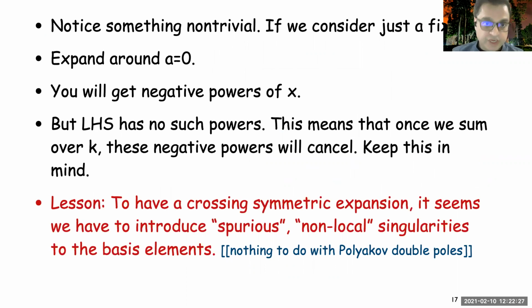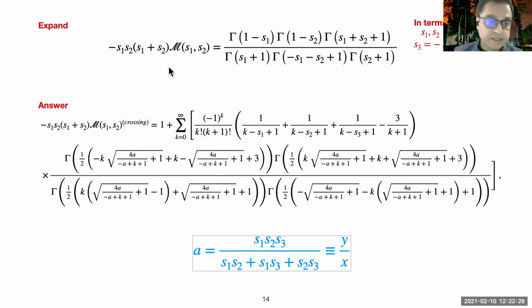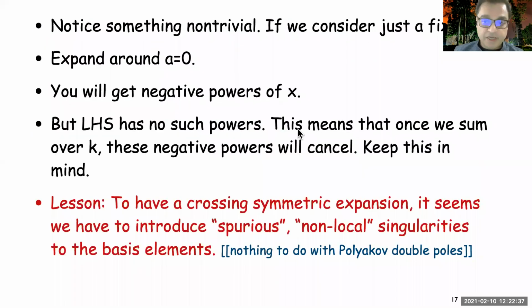So this is for a fixed k. Now on the left-hand side, the amplitude that we started off with did not have any of these negative powers. So what must be happening is that once we sum over k, these negative powers will cancel. And this is an important part. This will play a crucial role. This will also have an equivalent condition in the fixed T dispersion relation. I'll come to that. It's not as if things are not understood.